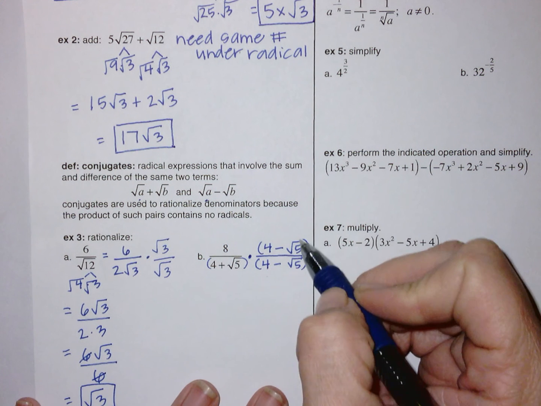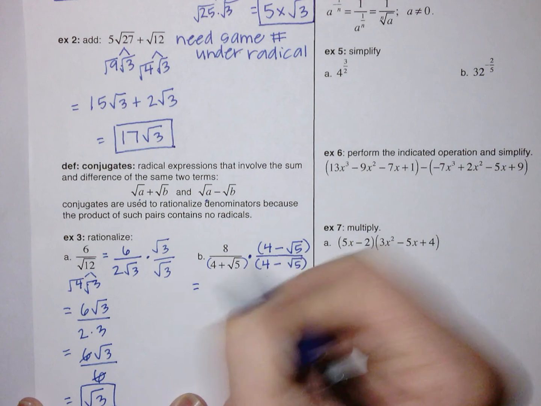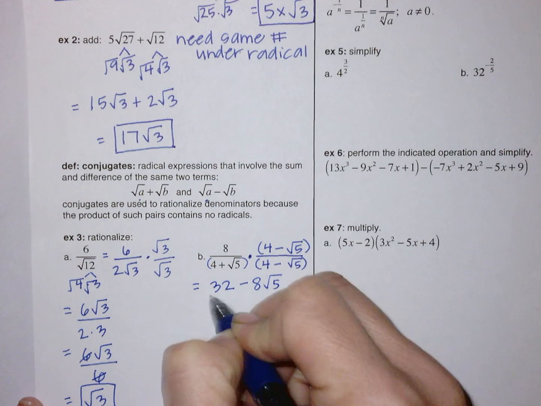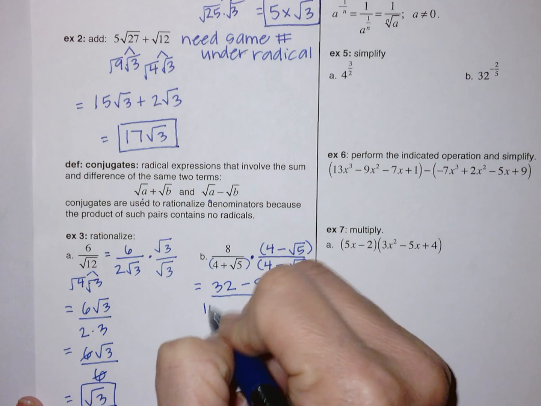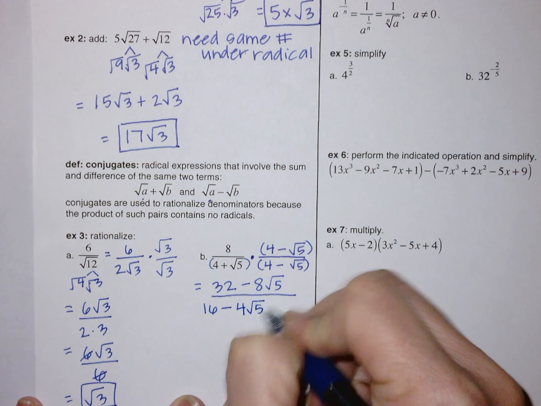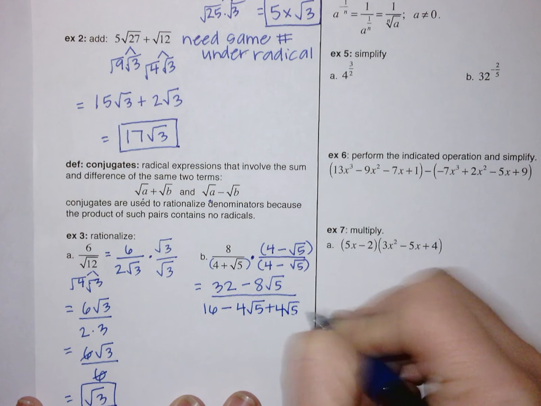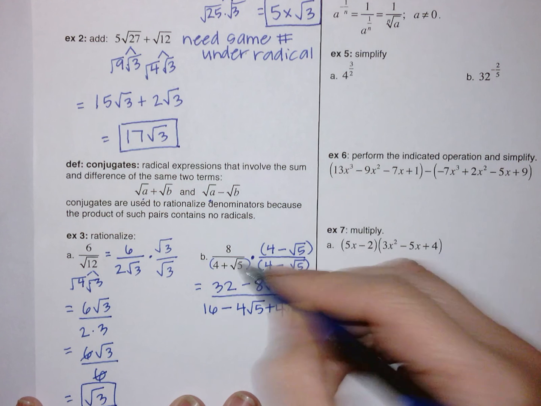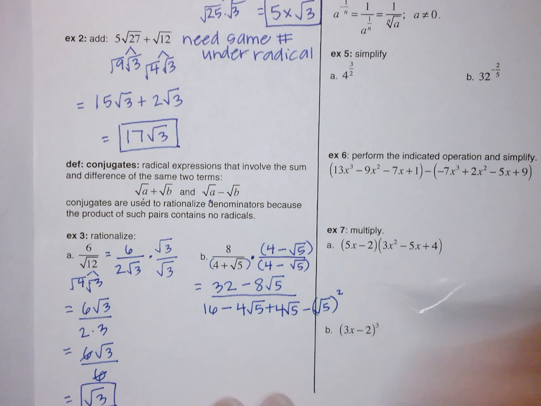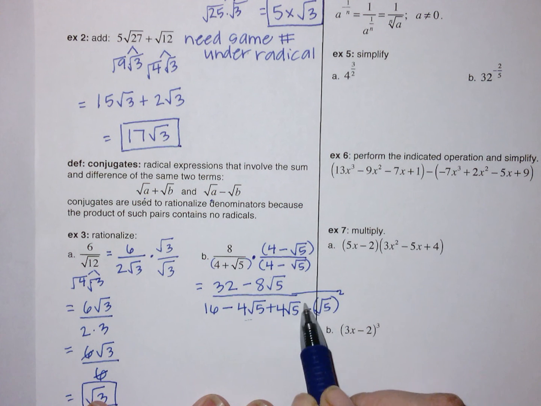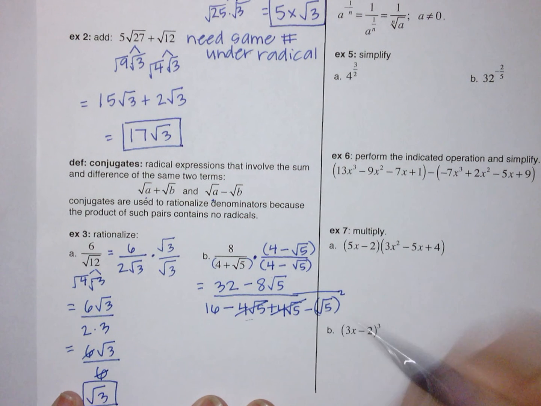So we're just going to follow this through at this point now. 8 times 4 is 32, minus 8 root 5. All over 4 times 4, which is 16, minus 4 root 5, plus 4 root 5, minus square root 5 squared, because I have two of them. So here's the beauty of the conjugate. Do you see this right here? Minus 4 root 5 plus 4 root 5. Those are opposites, and so they will cancel out to 0.